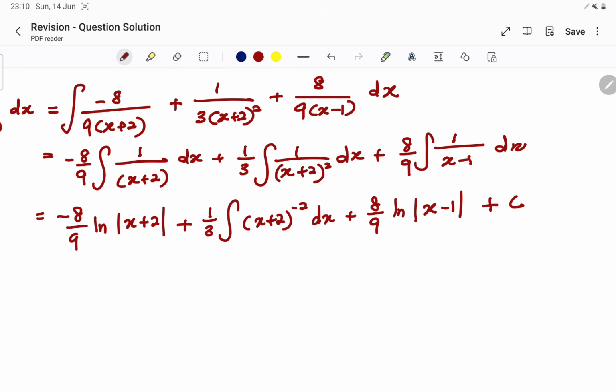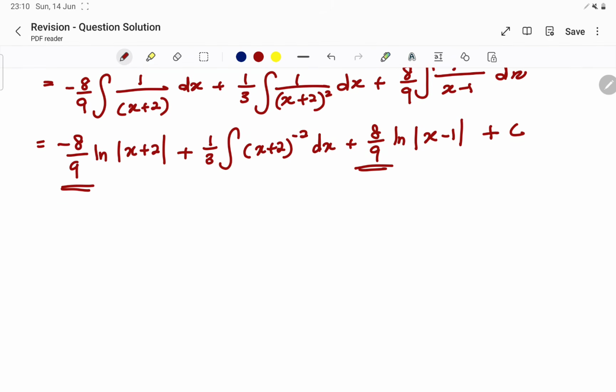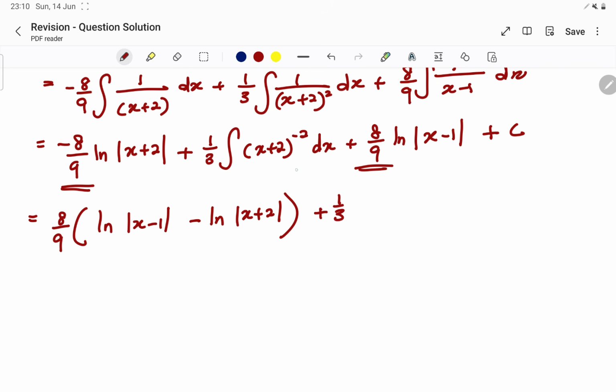Okay, the next step is, since you can see here we have 8 over 9, 8 over 9, right? So you bring 8 over 9 and factorize it. Then you're going to get 8 over 9 ln x minus 1 minus with ln x plus 2. Oh, sorry. And then plus 1 over 3 integrate x plus 2 to the power of negative 2. You're going to get x plus 2 to the power of negative 2 minus 1, the power. And then negative, divide with the total power, which you're going to get negative 3.